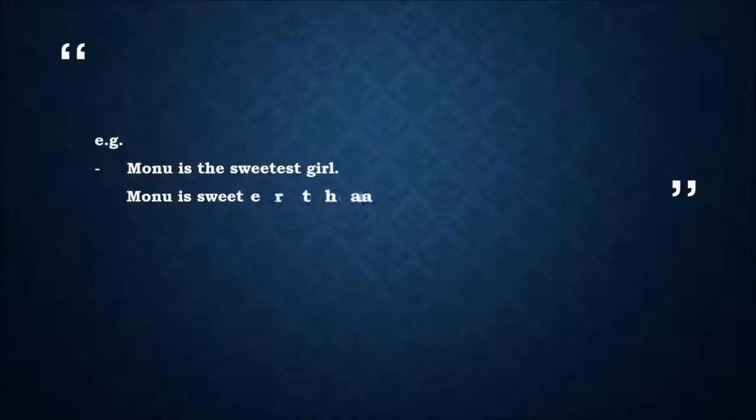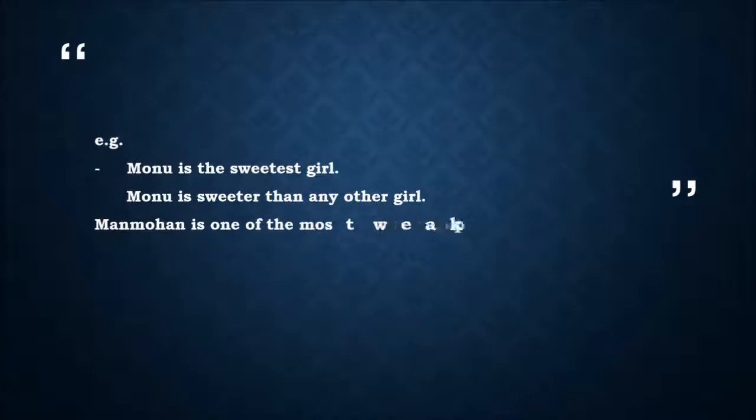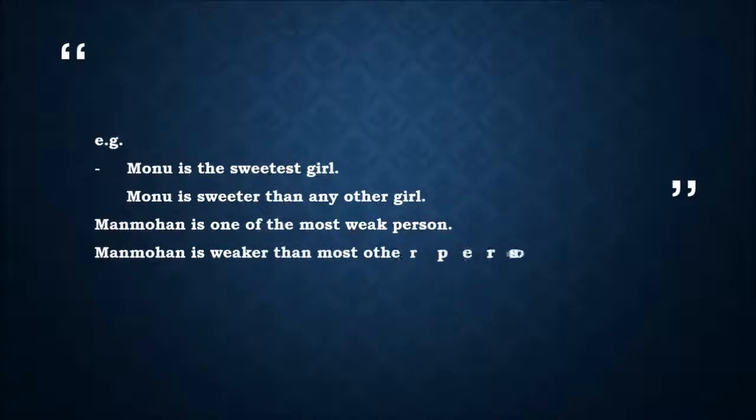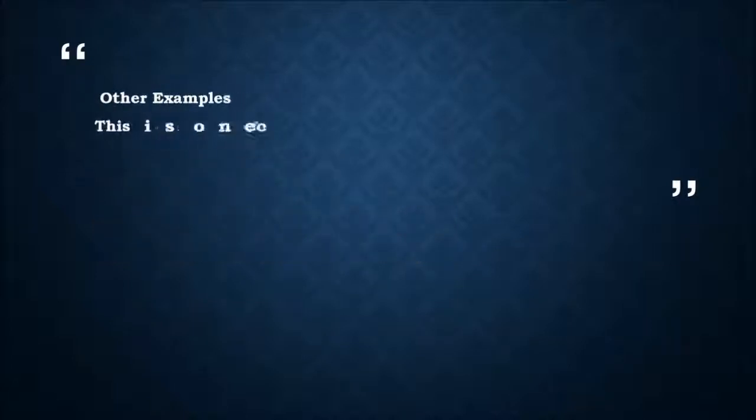E.g. Monu is the sweetest girl. Manu is sweeter than any other girl. Manmohan is one of the weakest persons. Manmohan is weaker than most other persons. Other examples. 1.